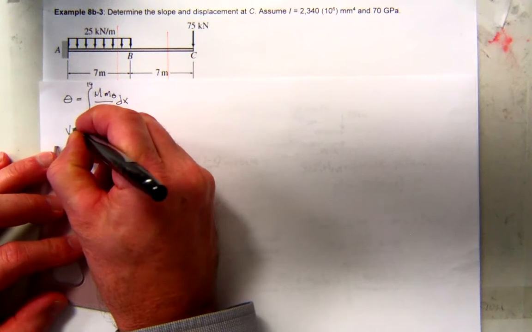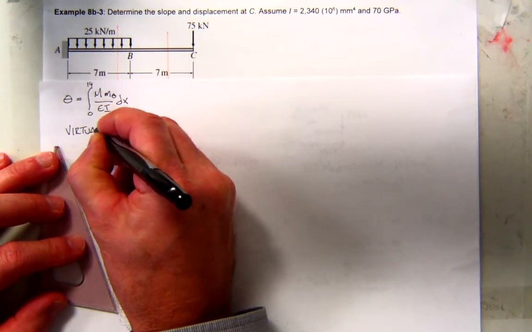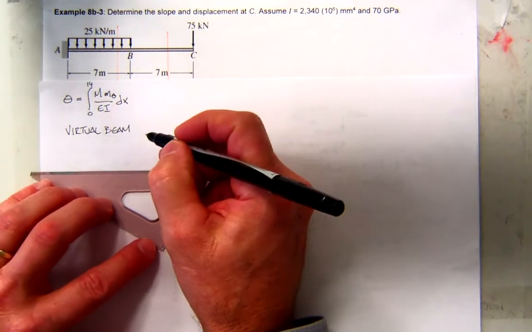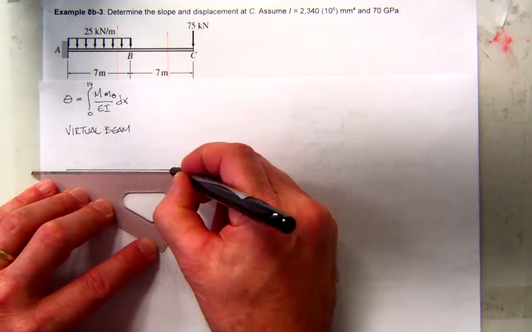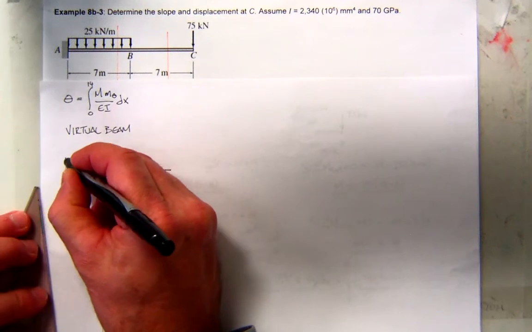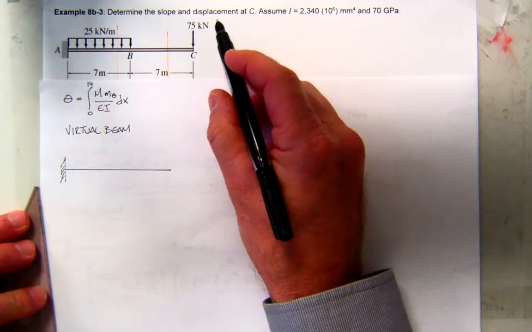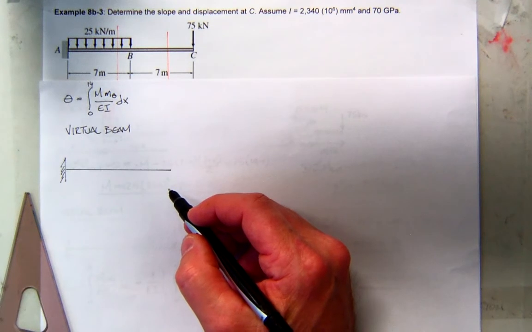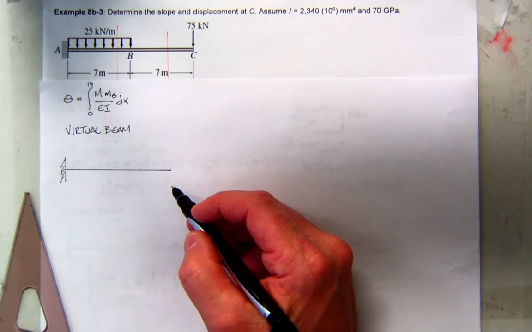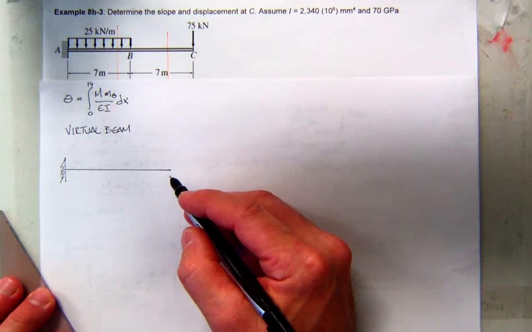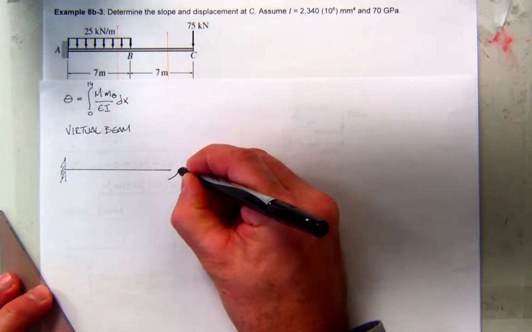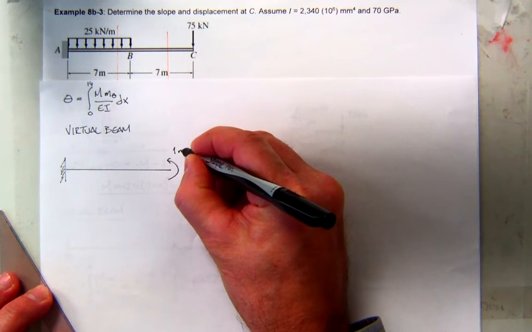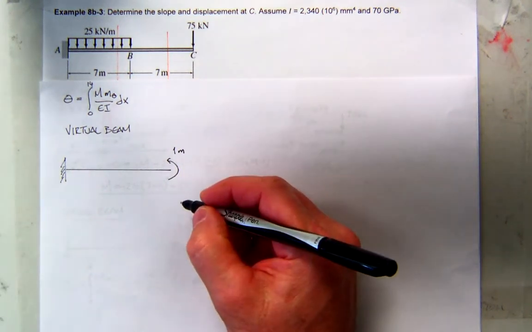So the virtual beam here for slope will look like this. So we'll still have our cantilever beam. I want the slope at C, which is here. So I'm going to apply a unit moment at C. Okay? And I'm going to just put a positive right-hand rule moment on there. Again, it's going to have a weird unit. It will have a length unit, but it will not have a force unit.